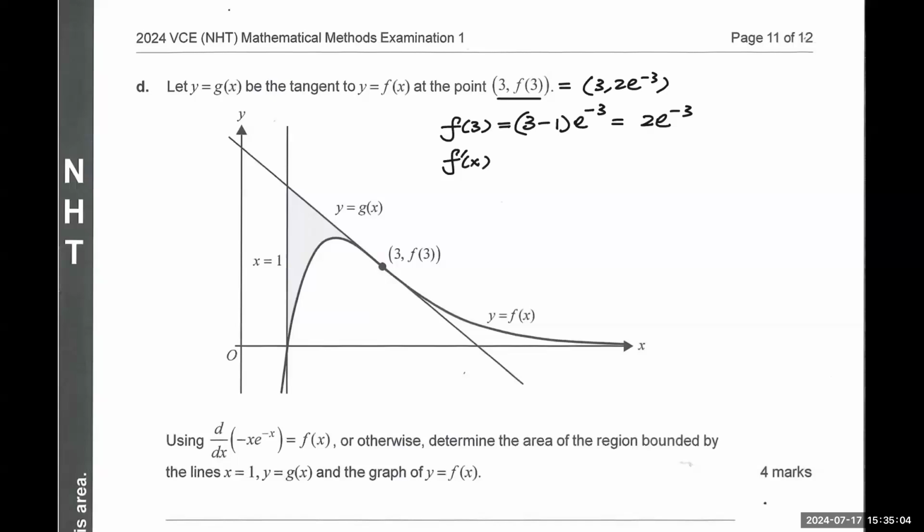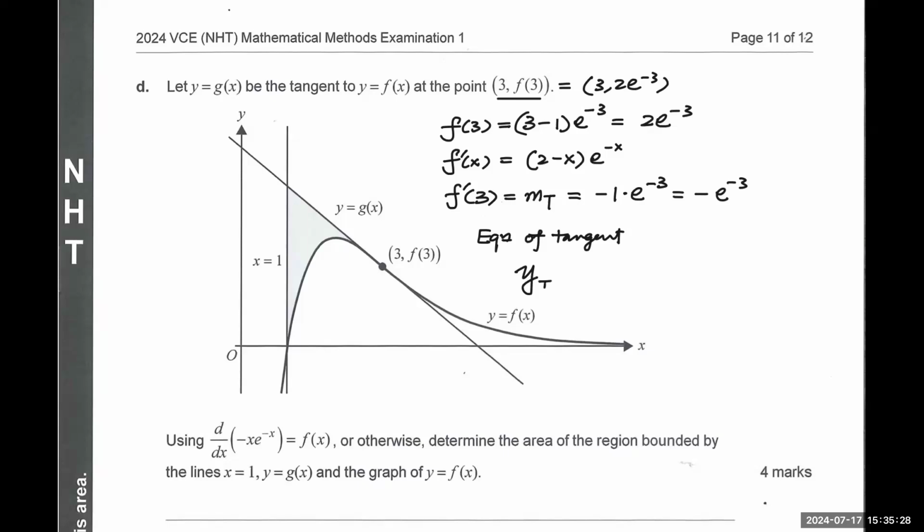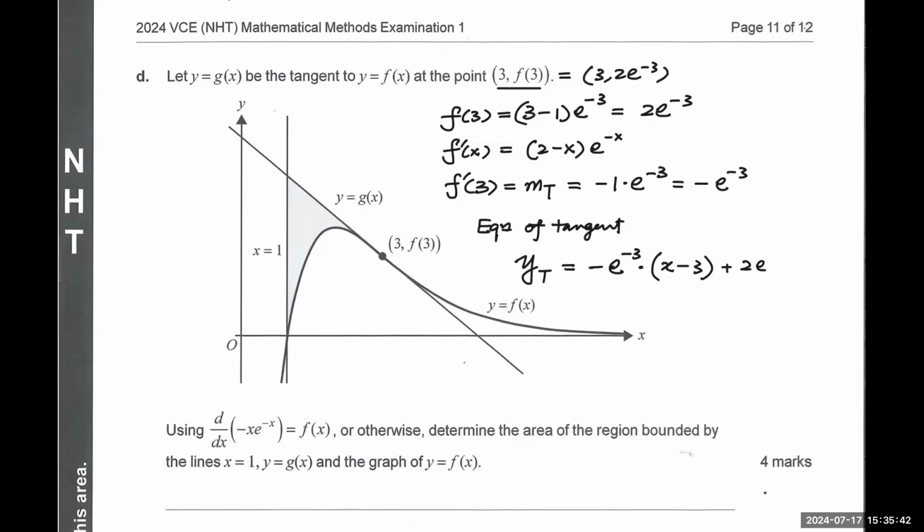And the f dash of x is (2 minus x) e to the power negative x. So f dash of 3 is your gradient of tangent. That will be 2 minus 3 is minus 1 times e to the power of minus 3, so minus e minus 3. So equation of tangent, y equals to minus e minus 3 times (x minus 3) plus 2e to the power of negative 3, something along this line.